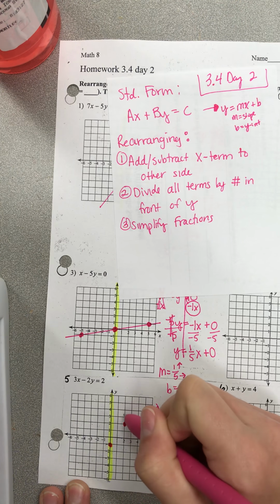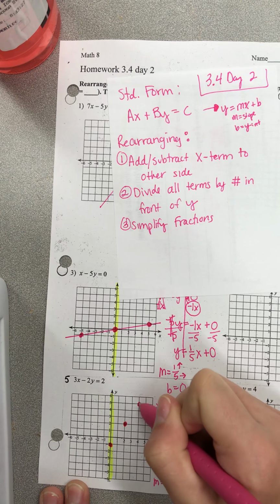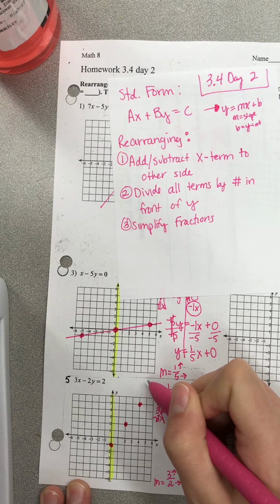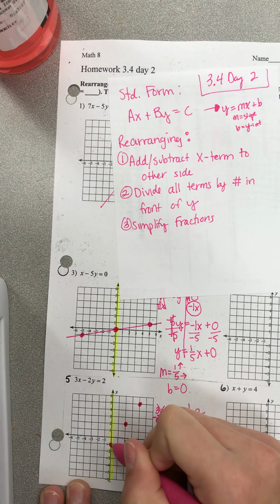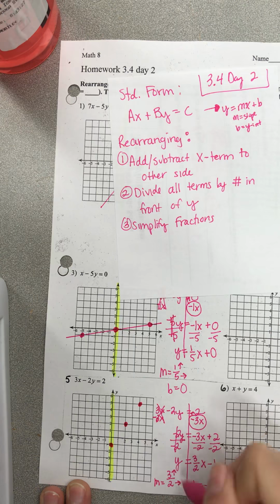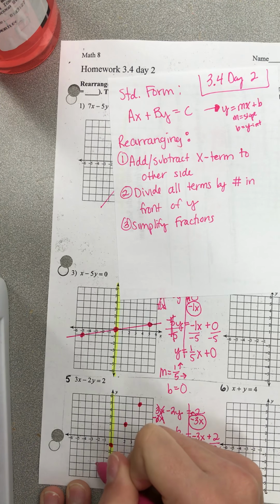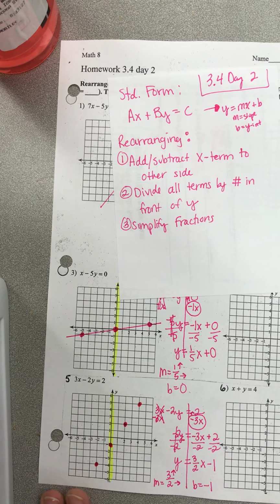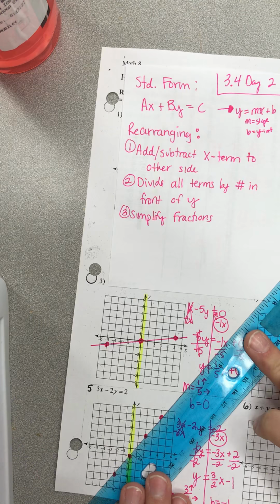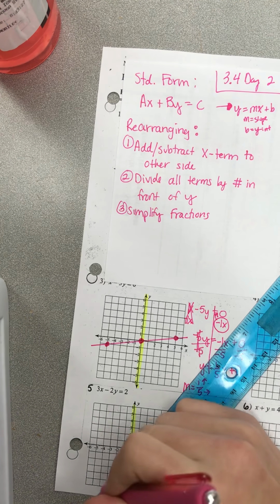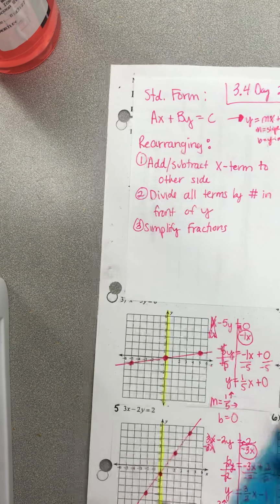I could do it again, so up 1, 2, 3, right 2. Since I can't go anymore because there's no grid space left, I go back to my beginning. And the opposite of up and to the right is down 3, 1, 2, 3, and left 2. Okay. I'm going to take my ruler. I'm going to make sure that I extend my line through the grid, and I'll be good.